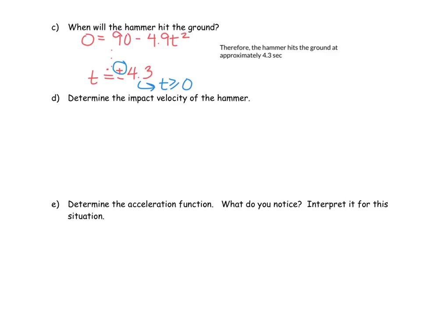Next, we're going to determine the impact velocity of the hammer. So our impact velocity is the velocity upon impact. So when it hits the ground, we want to know what the velocity is. So we are going to find velocity at the time of impact. And the time of impact we know is approximately 4.3 seconds.